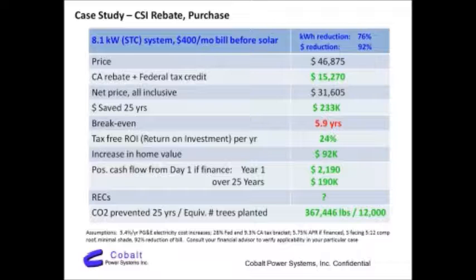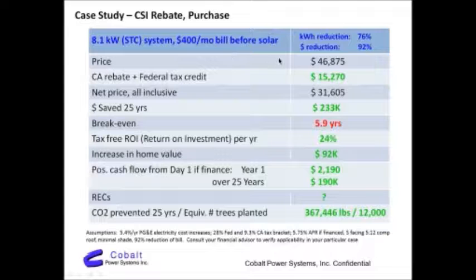This is an example of a homeowner who has a $400 a month bill before he got solar. This particular system will reduce his kilowatt hours by 76% on an annual basis and will reduce his bill by 92% on an annual basis. So why the difference? Well, that's the magnification effect: time of use, sell high, buy low. This would be a south-facing array, a south-facing 5 and 12 comp roof, not much shading. It's a best case, but realistic example.